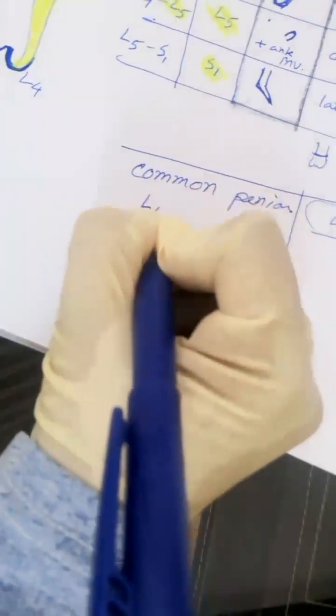Common peroneal nerve: it is associated with L4, L5, S1, S2. This is a branch of the sciatic nerve, and it is causing the foot drop. So how will you differentiate between these two? If they tell you they cannot evert the ankle, this is common peroneal nerve injury.